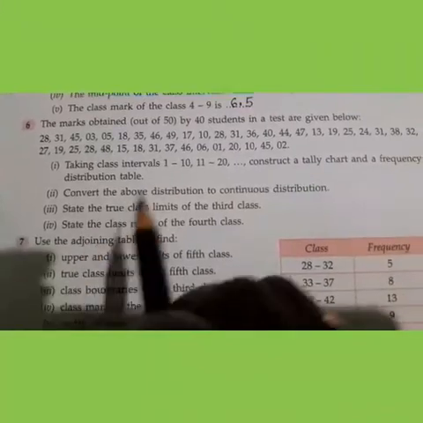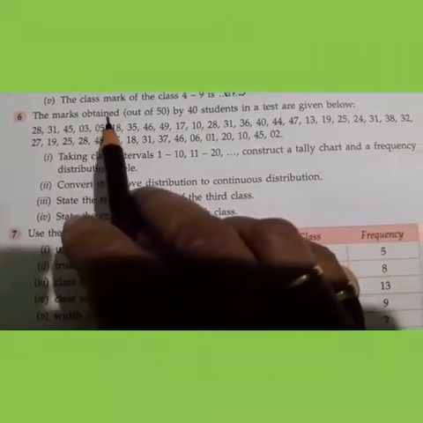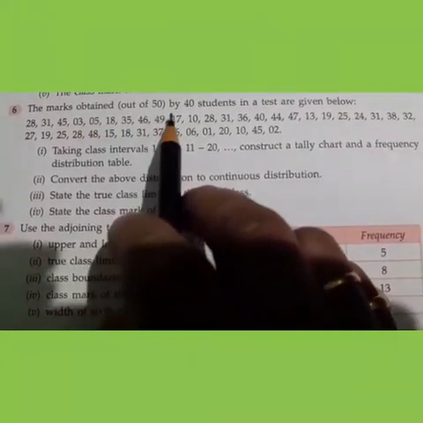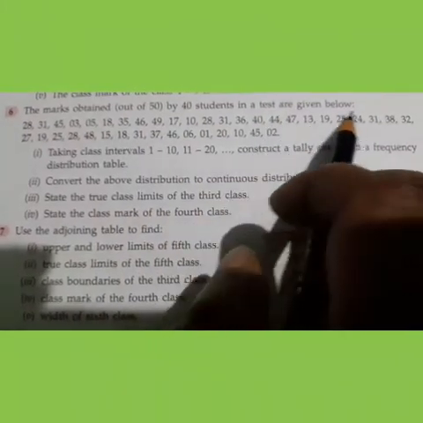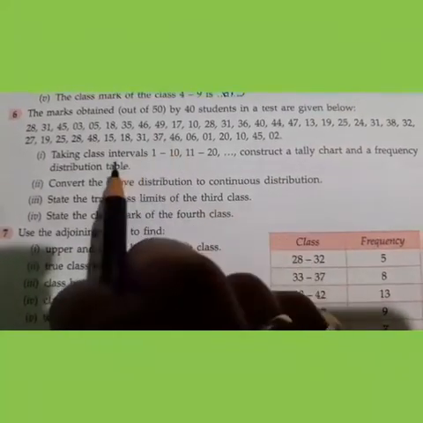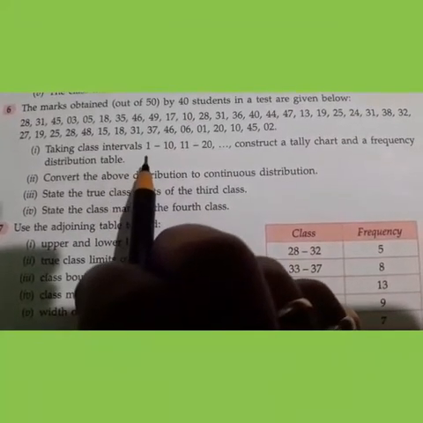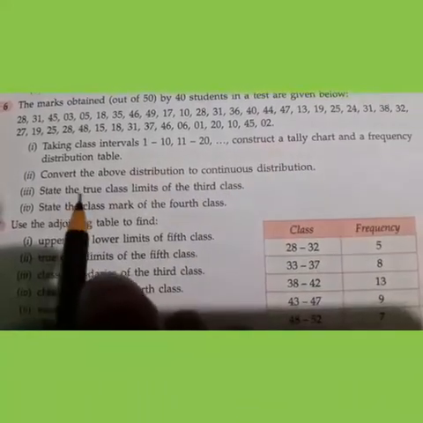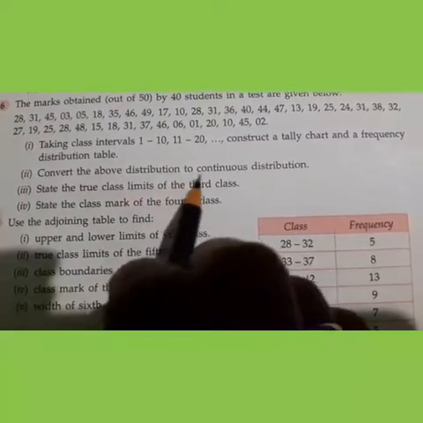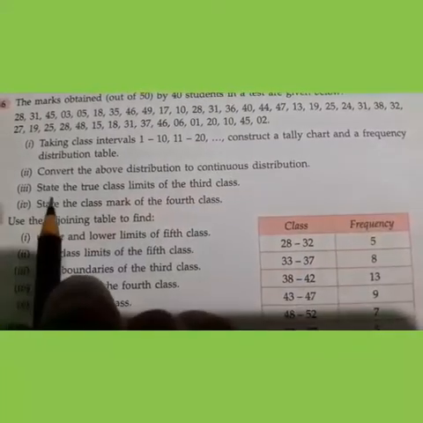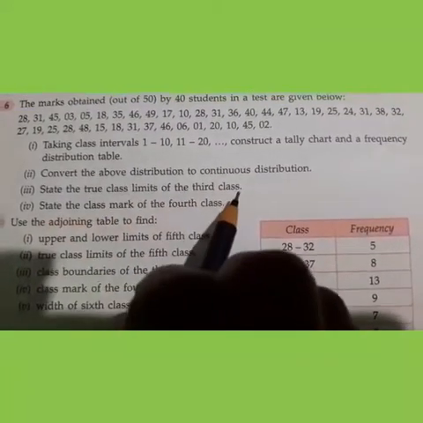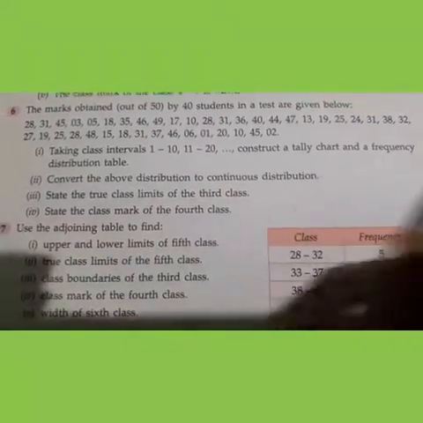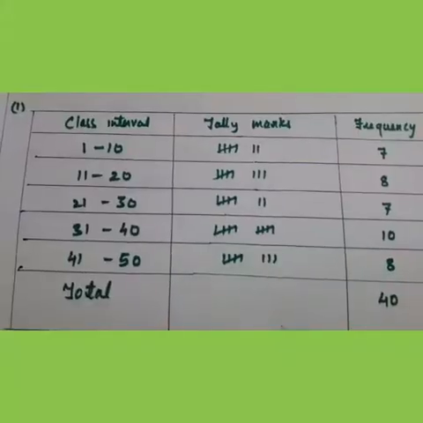Now next we will solve question number 6. Here let us first see what is asked in question number 6. The marks obtained out of 50 by 40 students in a test are given below. Now we have to draw a frequency distribution table taking the class intervals 1 to 10, 11 to 20, and so on. Second question is convert the above distribution to a continuous distribution. Third is state the true class limits of the third class. And fourth question is state the class mark of the fourth class. So let us see how to do it.